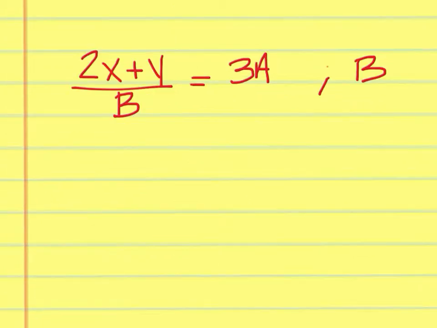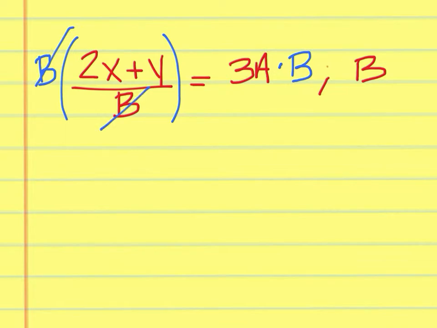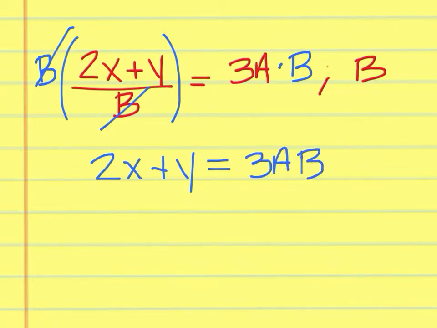Alright, for the bonus problem here, we're solving for b. But notice that you have b here on the bottom. To get that b off of the bottom, you would have to multiply both sides by b. When you do that, they cancel out on the left-hand side. But you still have a b on the right side, so it hasn't gone away completely. You're left with 2x plus y, and on the right side you'll have 3ab.